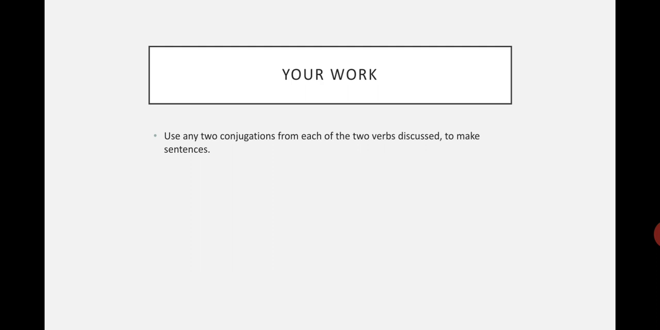Now you have your work for me. Your work is to use any two conjugations from each of the two verbs discussed to make sentences. We discussed the verb iga or ije, which means to go, and we discussed the verb igu, which means to read. And I gave you their conjugations. Each of them has at least 10 conjugations, that is 10 tenses. So you will go and take 2 tenses from each. Don't use the ones I already used in examples. Take 2 tenses from each and make sentences with them. I hope that is clear enough.